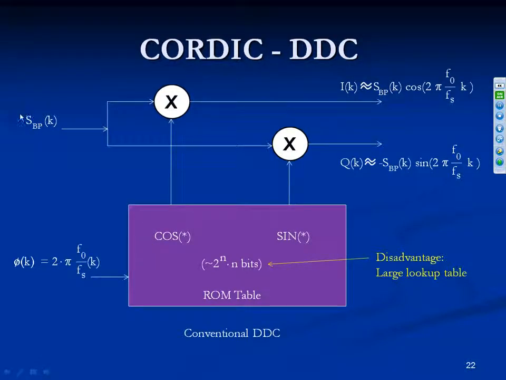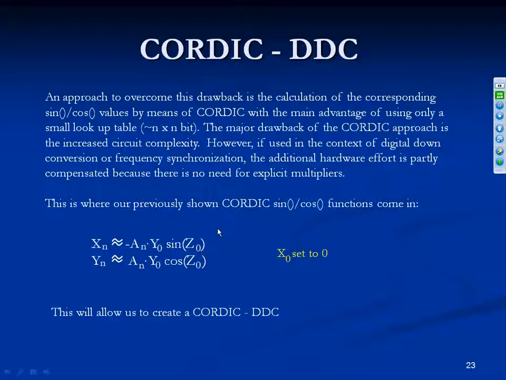You might have your signal coming in, maybe it's run through a bandpass filter or something, and you're going to multiply that by a cosine function and by a sine function, and you're going to produce equations like this where your angle function is your 2 pi f oscillator over your sampling frequency. And you might have a ROM lookup table. That's what this represents. The disadvantage in doing this method is that you effectively have about 2 to the n times n bits. So you have a very large lookup table if you do this method.